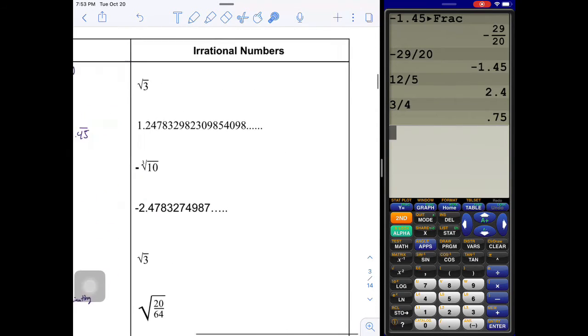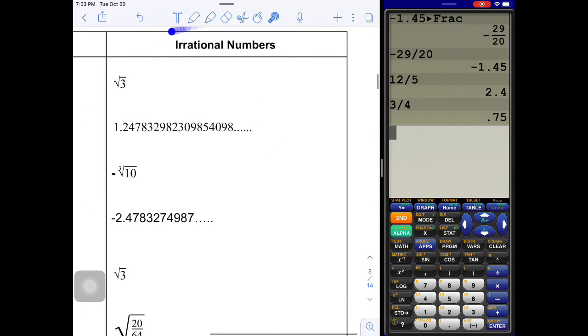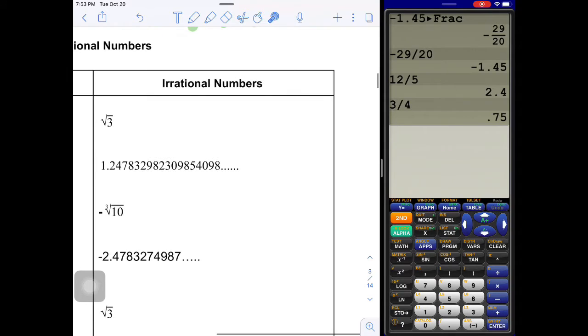Now, on to irrational numbers. Irrational numbers are numbers that have no sense in them. Think about what irrational means. To be irrational means to not make sense. If someone's being irrational, it means they're not making sense.